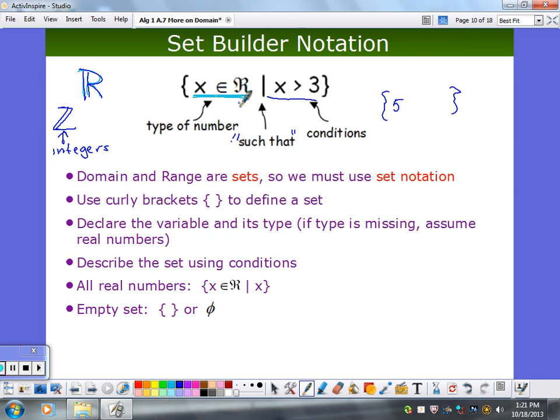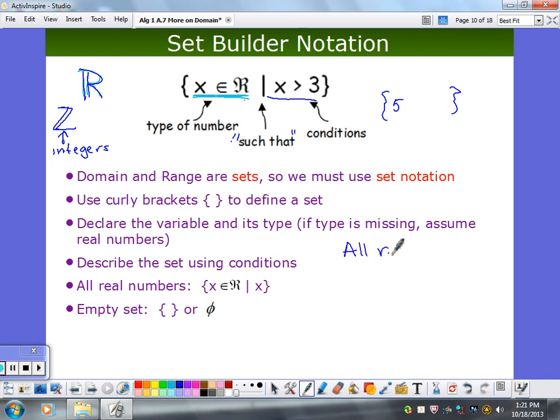So this is, what kind of number is it? And this little symbol looks like an E. It means it's an element of the real numbers. X is an element of the real numbers. These are the X's you're allowed to choose, and they are bigger than 3. Those are the numbers I'm talking about. That's what set builder notation is trying to tell you. We have a special case that we have to think about.